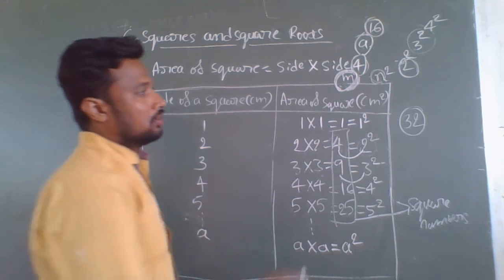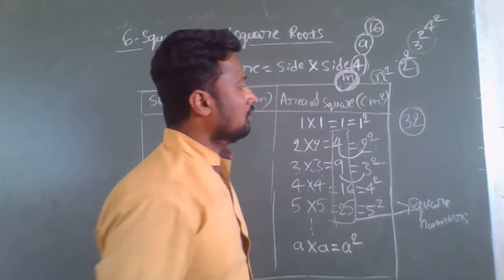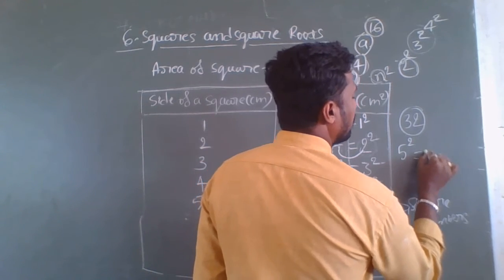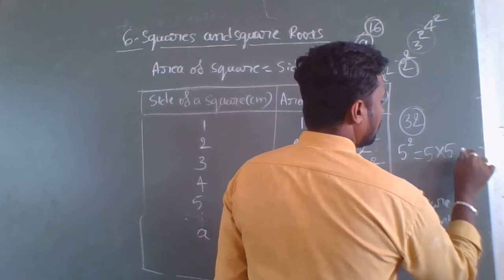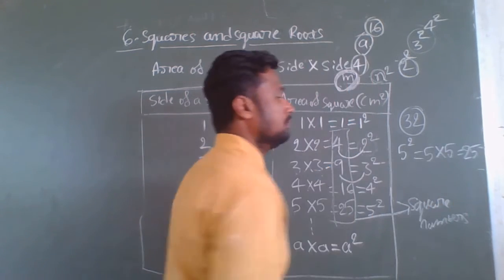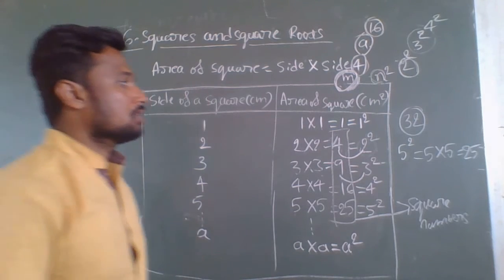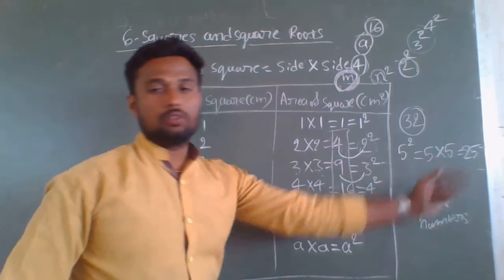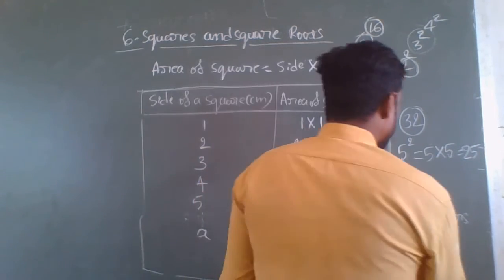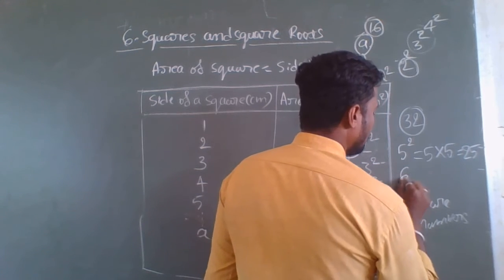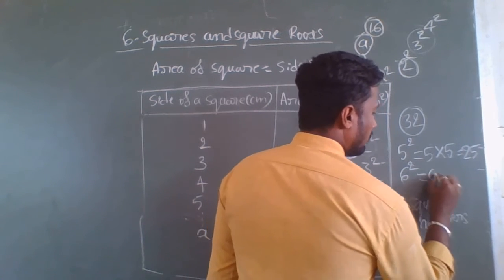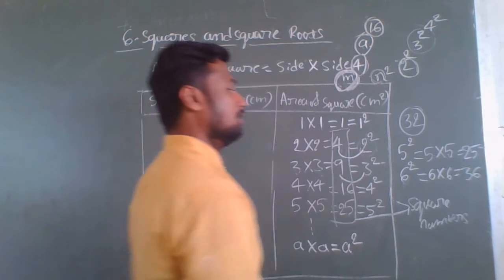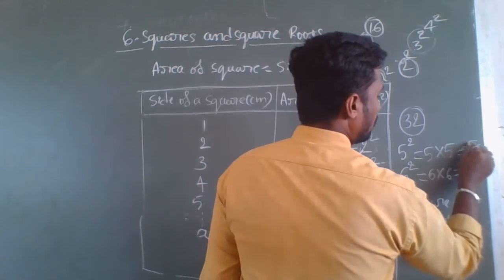So for 32, first I will check with 5. 5 square means 5 into 5, what will you get? It is equal to 25. Right? So 5 square is not equal to 32 because it is equal to 25. Next, consider 6. 6 square means 6 into 6, which is equal to 36, which is greater than 32.